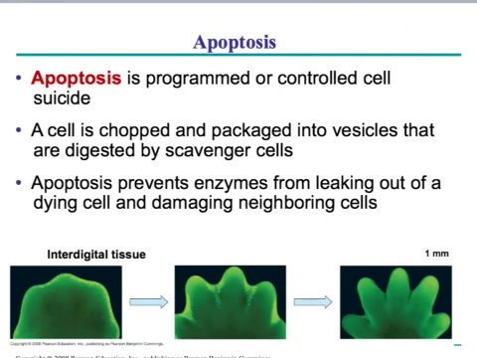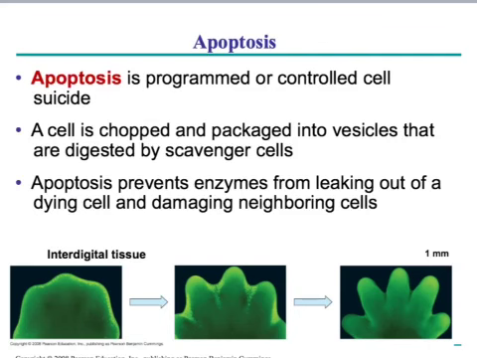Apoptosis is a great way to study cell signaling and cell communication. Apoptosis is programmed or controlled cell suicide. Pretty much it's programmed cell death. And in the process, a cell is pretty much sectioned off and broken up into pieces, packaged into vesicles that have digestive or hydrolytic enzymes in them, and all the parts are digested and recycled and reused.